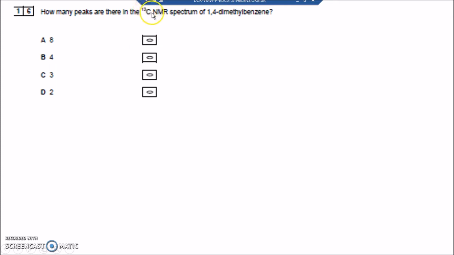How many peaks in the 13 carbon NMR spectrum of 1,4-dimethylbenzene? Let's have a look at 1,4-dimethylbenzene. Well, it's completely symmetrical, so carbon number 1, 2, 3, 4. I've got 2 methyl groups, one at carbon number 1 and one at carbon number 4, 1,4-dimethylbenzene.